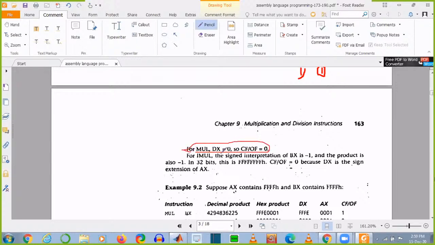For IMUL, the sign interpretation of DX is -1, and the product is also -1. So in 32 bits, we can write this as FFFFFFFF, and CF and OF equal 0 because DX is the sign extension of AX.